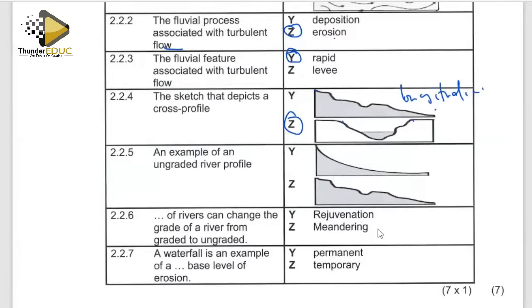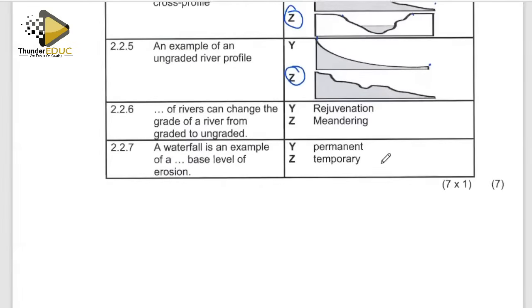An example of an ungraded river profile: when a river is graded, it has a smooth concave shape, like from the source to the mouth here, like what you are seeing on Y. It's a smooth concave shape. This is a graded profile. But when a river has some temporary base levels along its longitudinal profile, that gives us an ungraded river. For example, if there's rejuvenation taking place in a graded river, it goes back to becoming ungraded, and that is going to be the longitudinal profile status of that particular river.